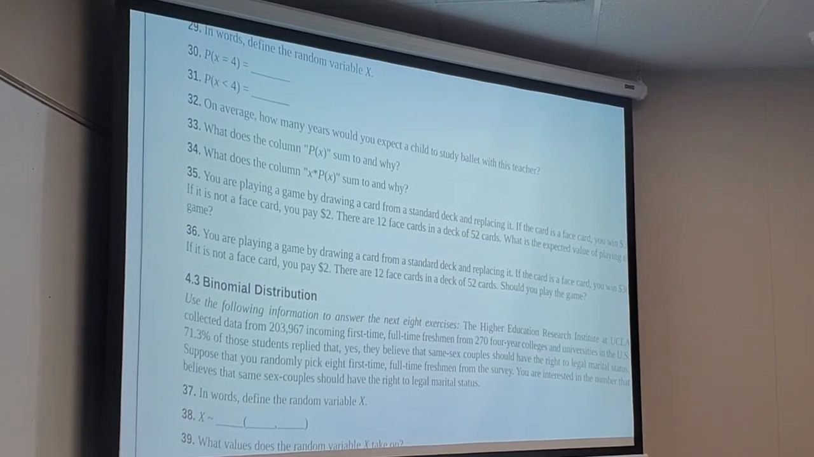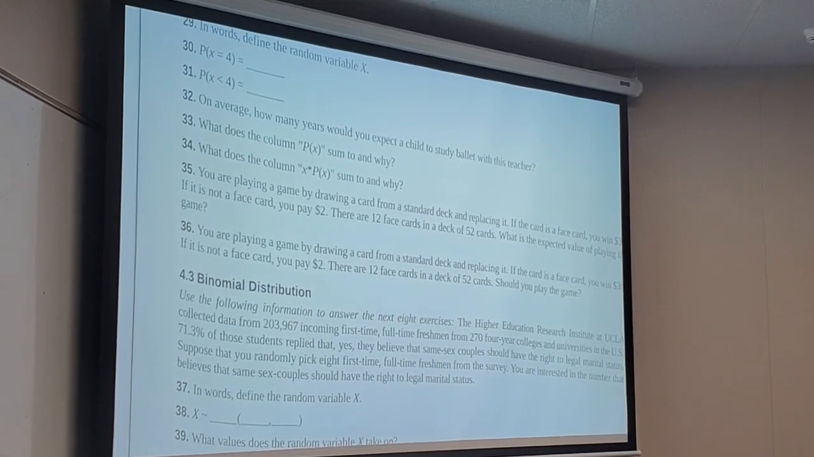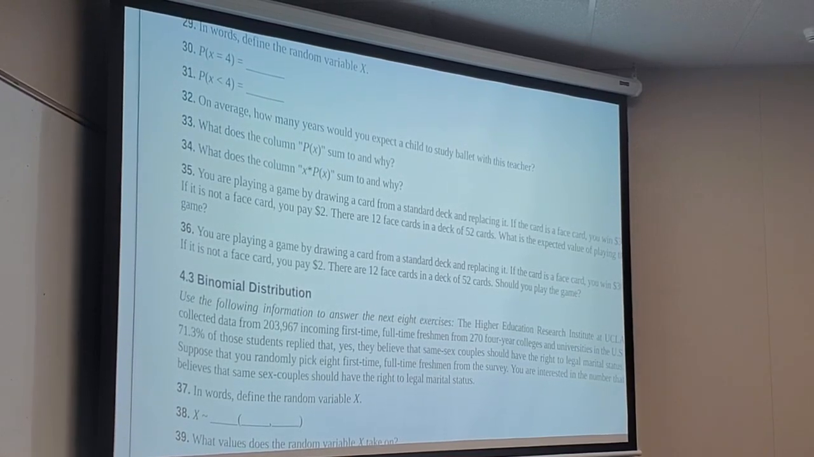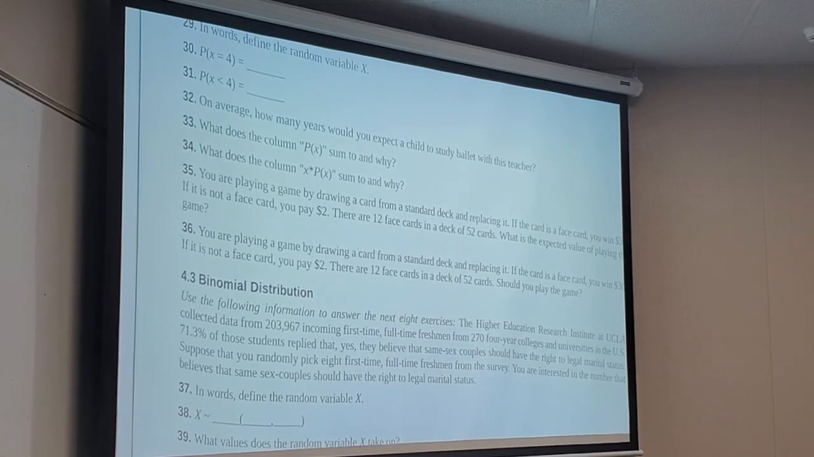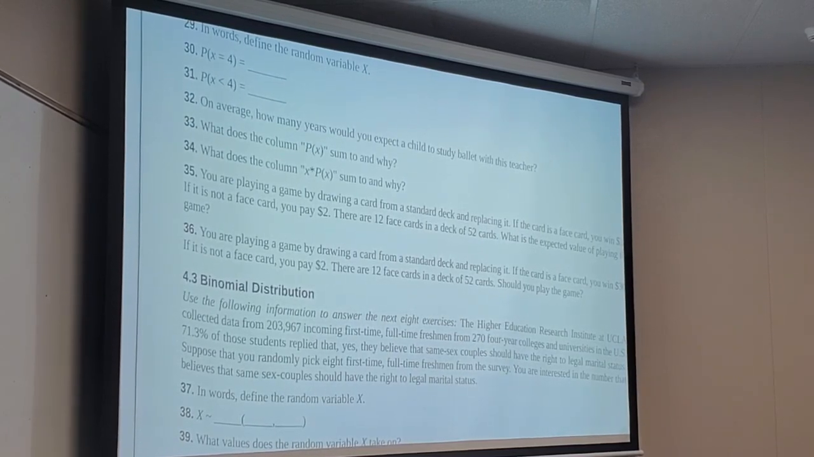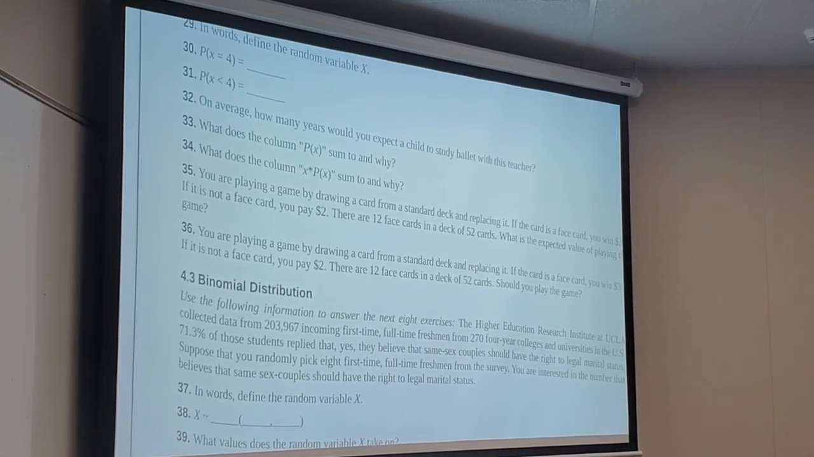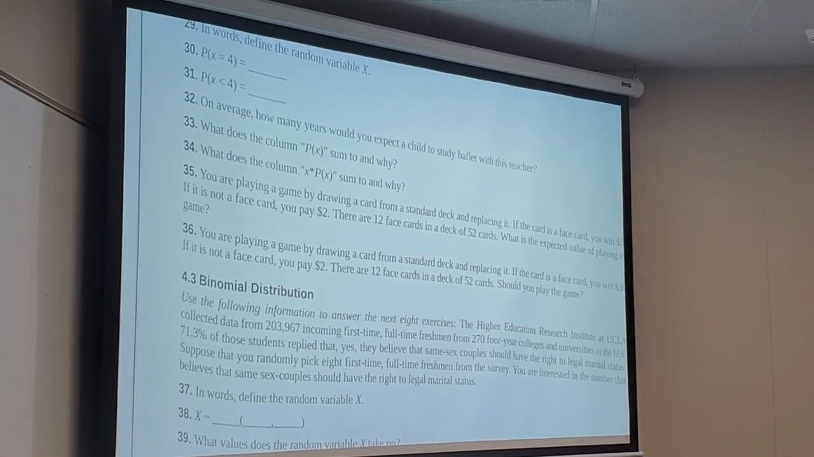If I do X, P of X, I would get 1,000/3, and here I get -100/3. When I add those together, I get 900/3. I expect to make $300 each time I play. So if somebody set this game up, they did not set it up well at all, right? It's not balanced. There's a huge payout, huge compared to the loss.